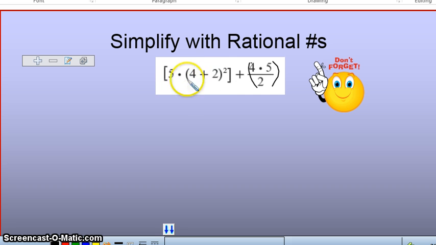So here we have parentheses inside a set of brackets. We want to work with the parentheses on the inside first. So we're going to keep those brackets. And we want to simplify. 4 plus 2 is 6. So we've got 6 squared.